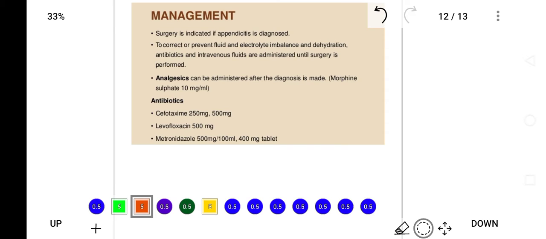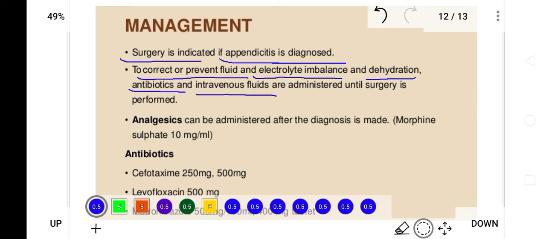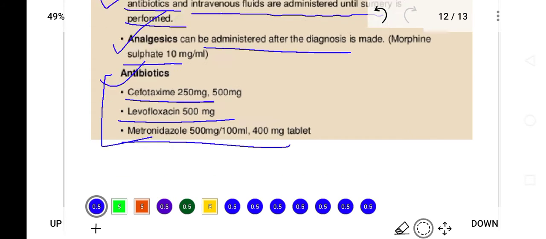So how do we manage a patient of appendicitis? We perform surgery in the case of acute appendicitis because it is a medical emergency, and to correct or prevent fluid and electrolyte imbalance. We rehydrate the patient and give antibiotics. IV fluids will be administered and surgery is performed. Analgesics for pain are administered, like morphine sulfate. Antibiotics like cefotaxime, levofloxacin, and metronidazole should be given to prevent bacterial infections.